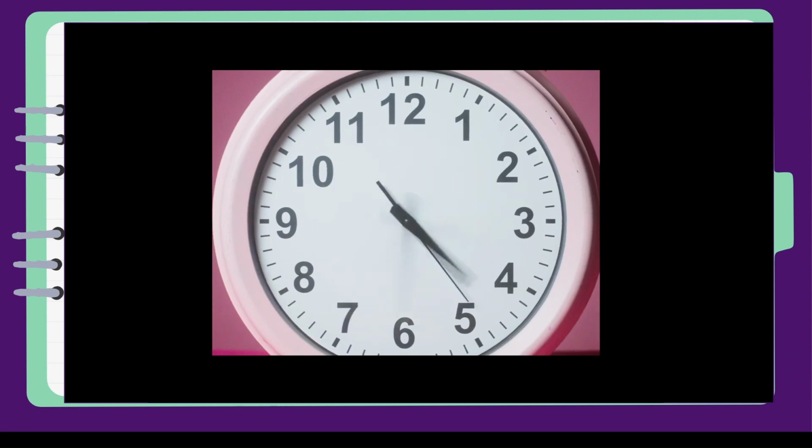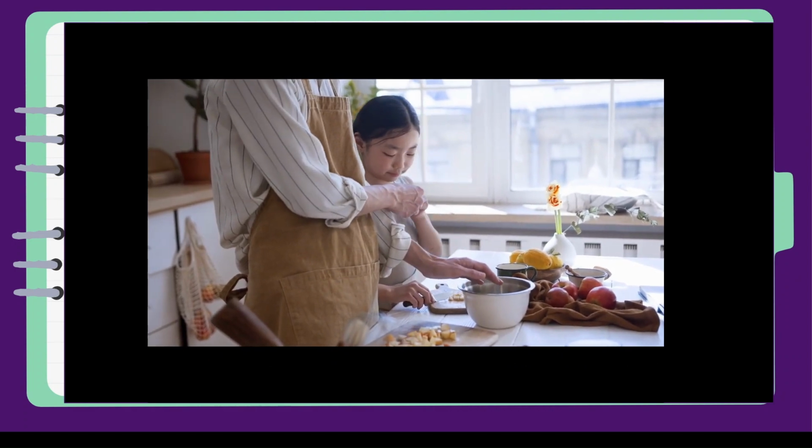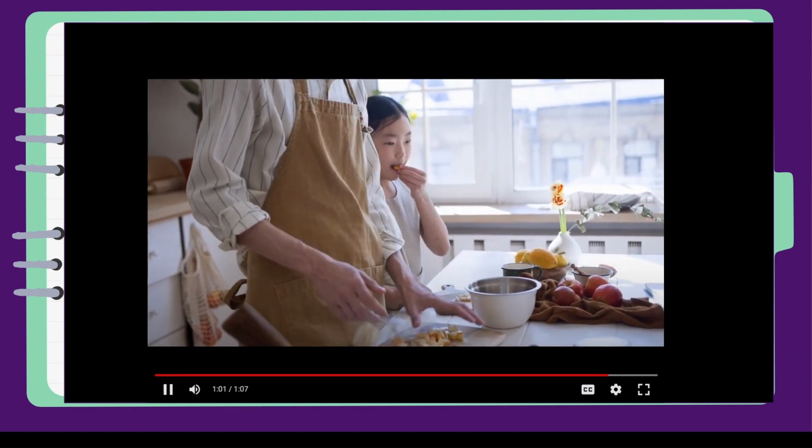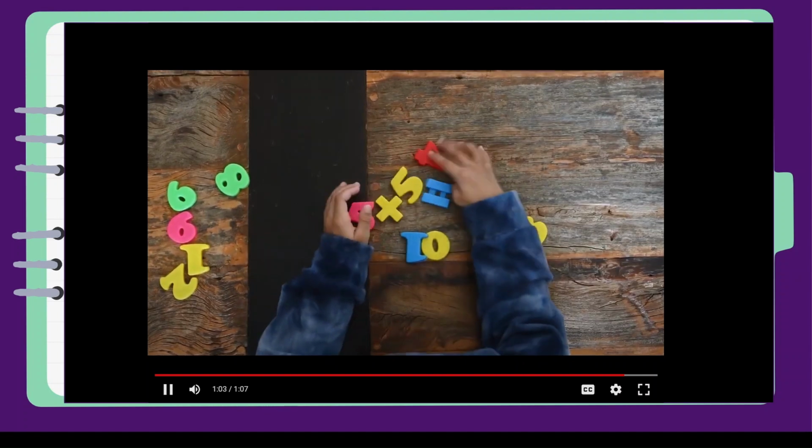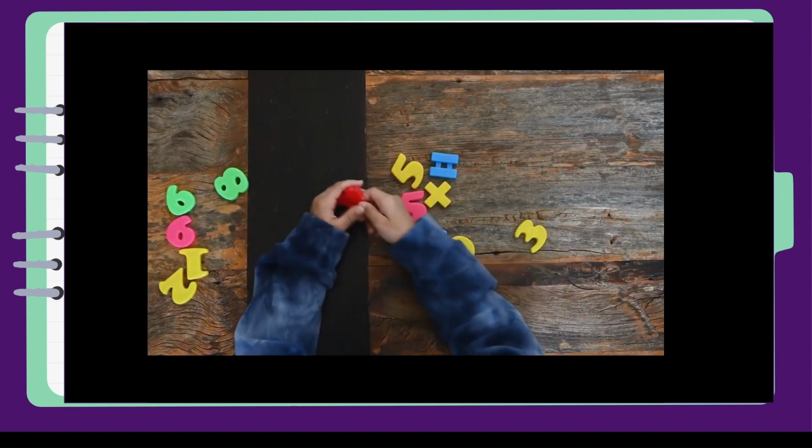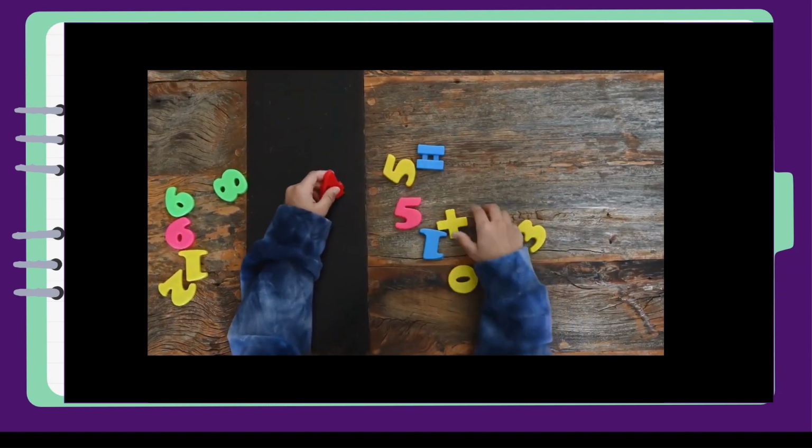Whether we are telling time, cooking, shopping, learning, or playing, numbers are an integral part of our daily activities, making our lives organized, efficient, and enjoyable.